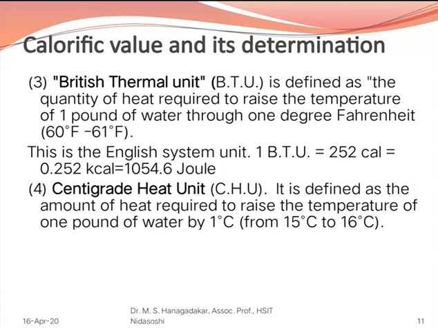Now one more unit of heat is the centigrade heat unit. It is defined as the amount of heat required to raise the temperature of 1 pound of water through 1 degree Celsius. That is called the centigrade heat unit. 1 kilocalorie is equal to 3.968 BTU, or equal to 2.2 centigrade heat units.